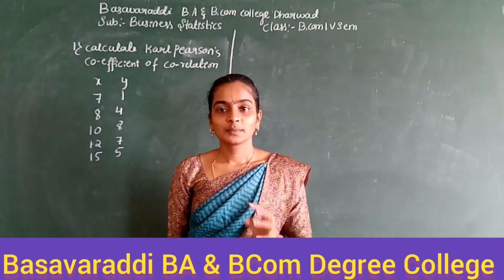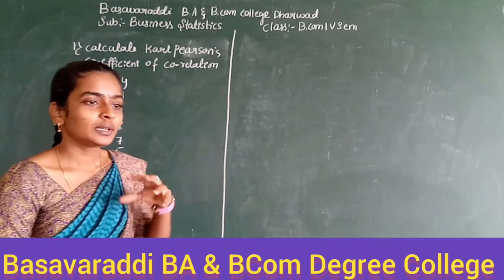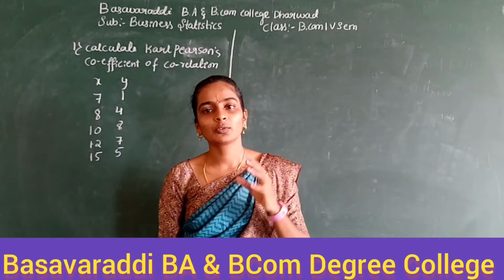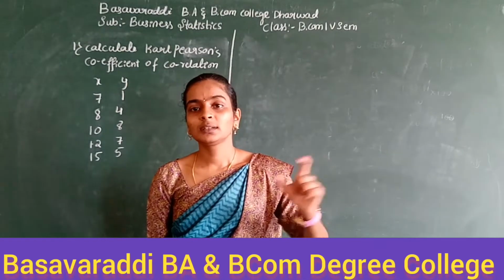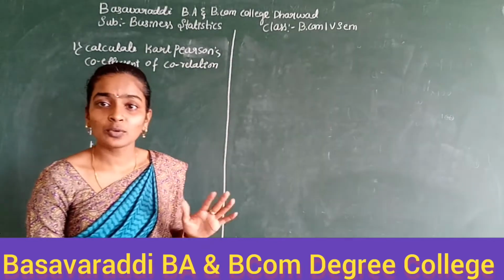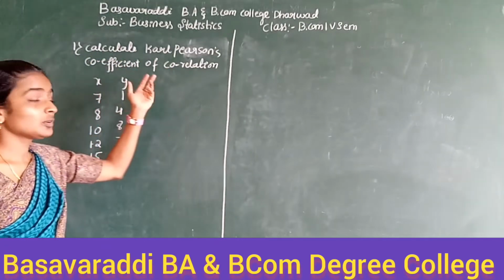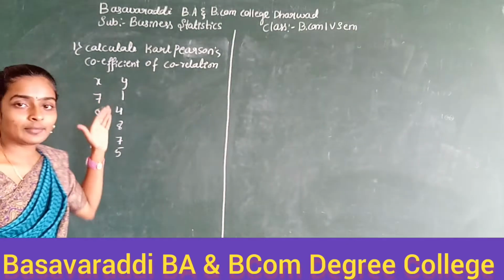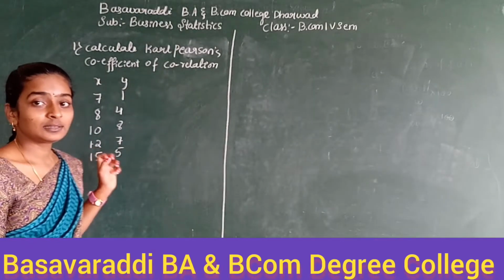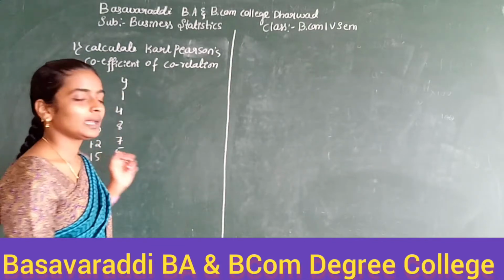The next one is problems based on Karl Pearson coefficient of correlation and theory. First x and y values na they have given, then we have to find out the ranks, d square, adana nama formula apply maadibitre mugidibidutade. The next one is Karl Pearson coefficient of correlation na bartade. Calculate the Karl Pearson coefficient of correlation. X values they have given: 7, 8, 10, 12 and 15. The y values: 1, 4, 8, 7 and 5.